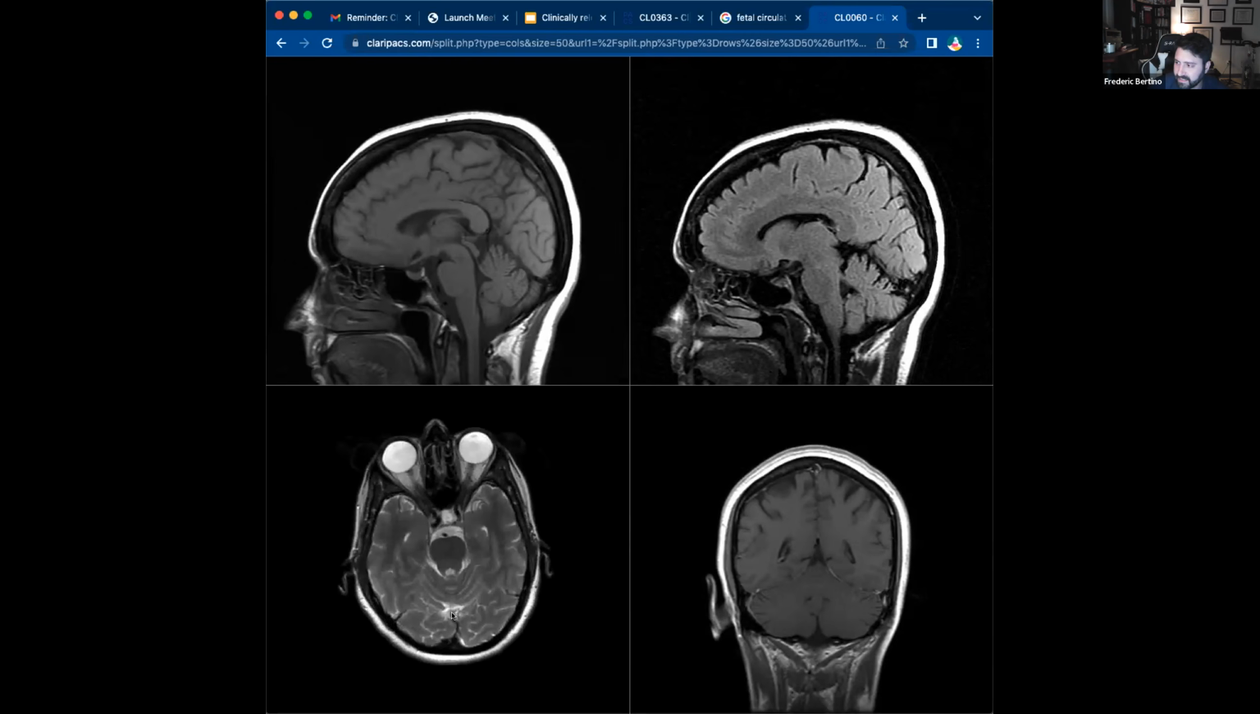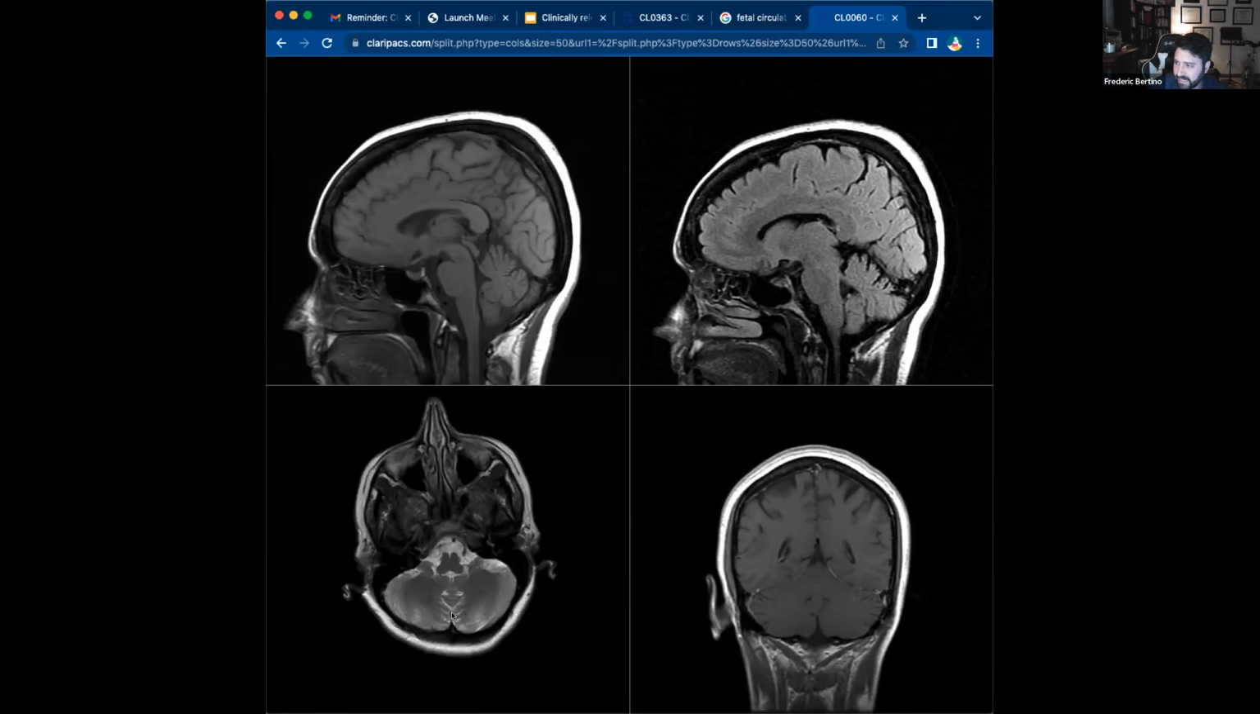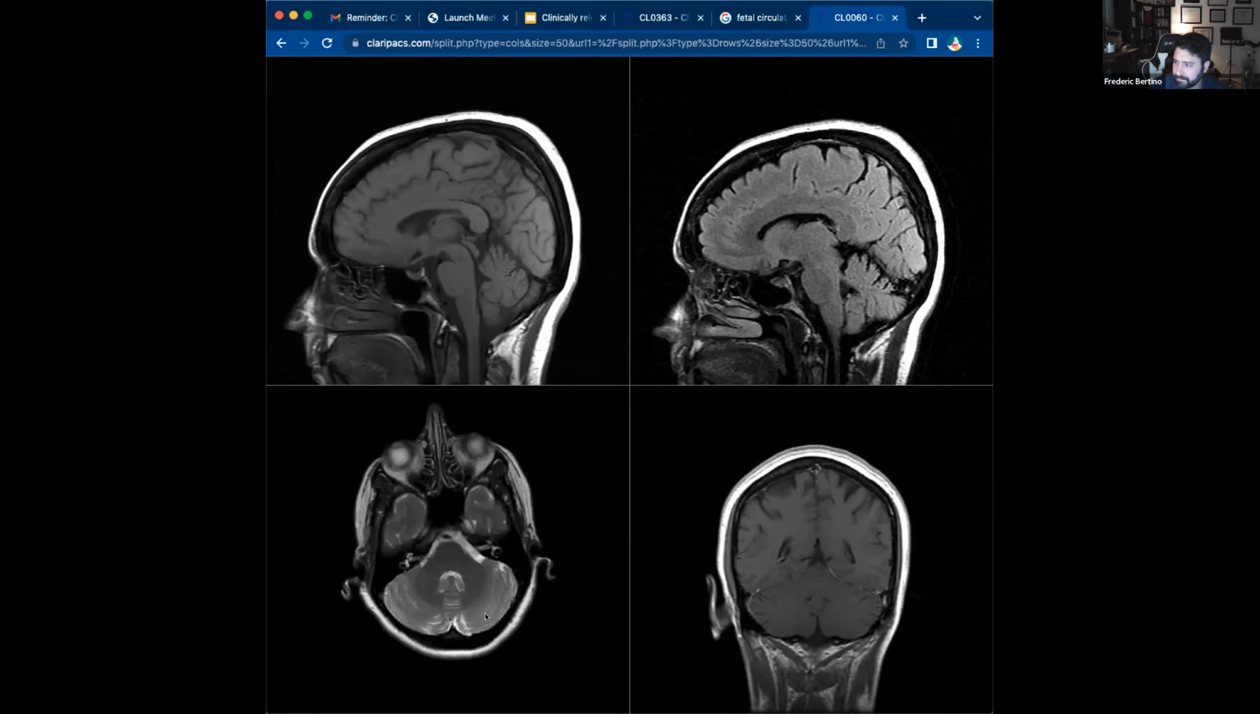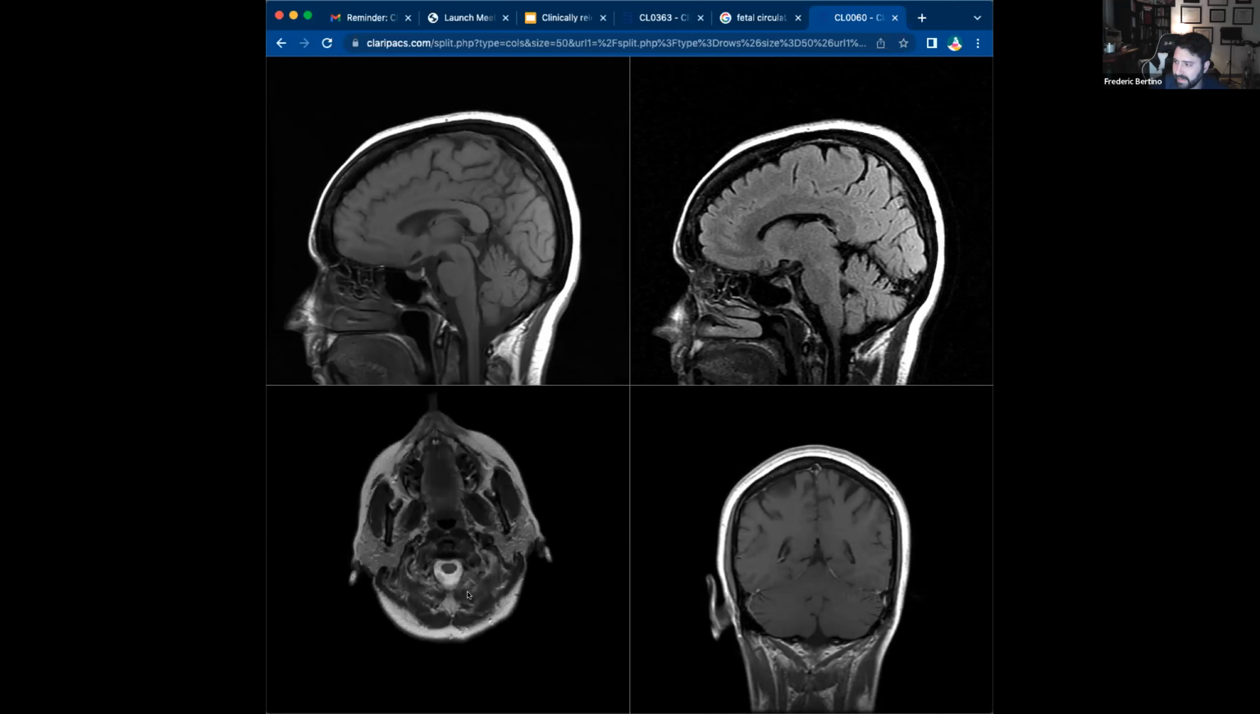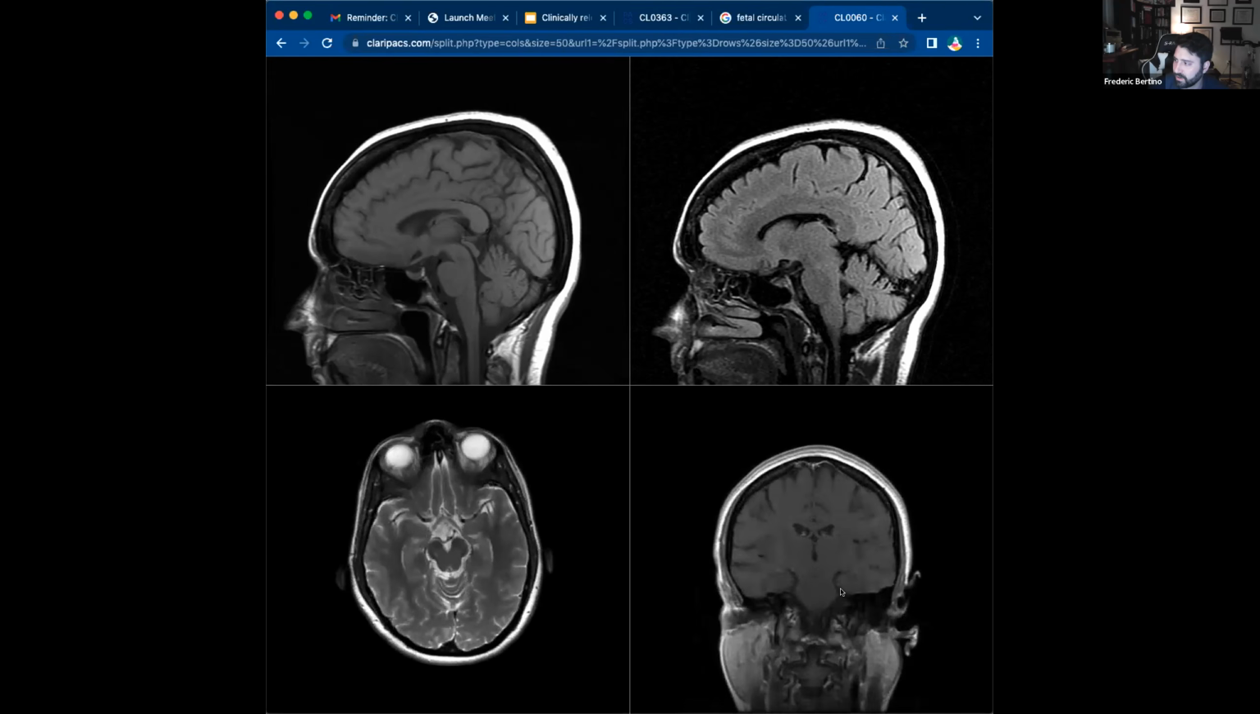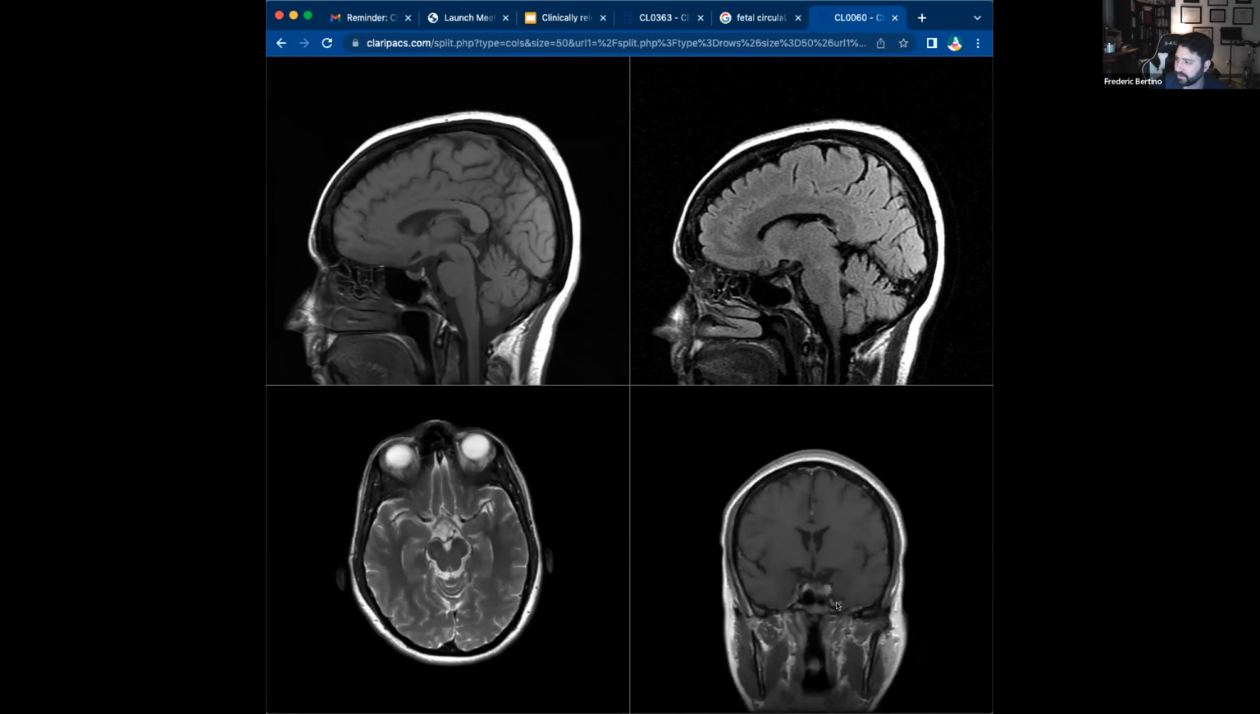We've talked a little bit about the cerebellum already. I don't have much to add there. And here's our spinal cord as we descend into it. I think that is all of the major anatomy I wanted to show you on this.